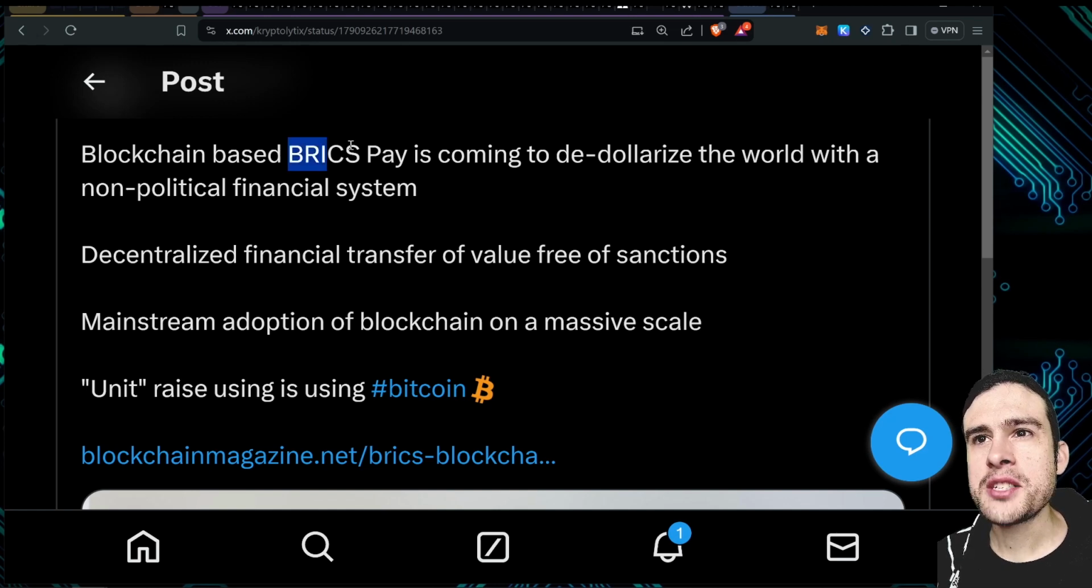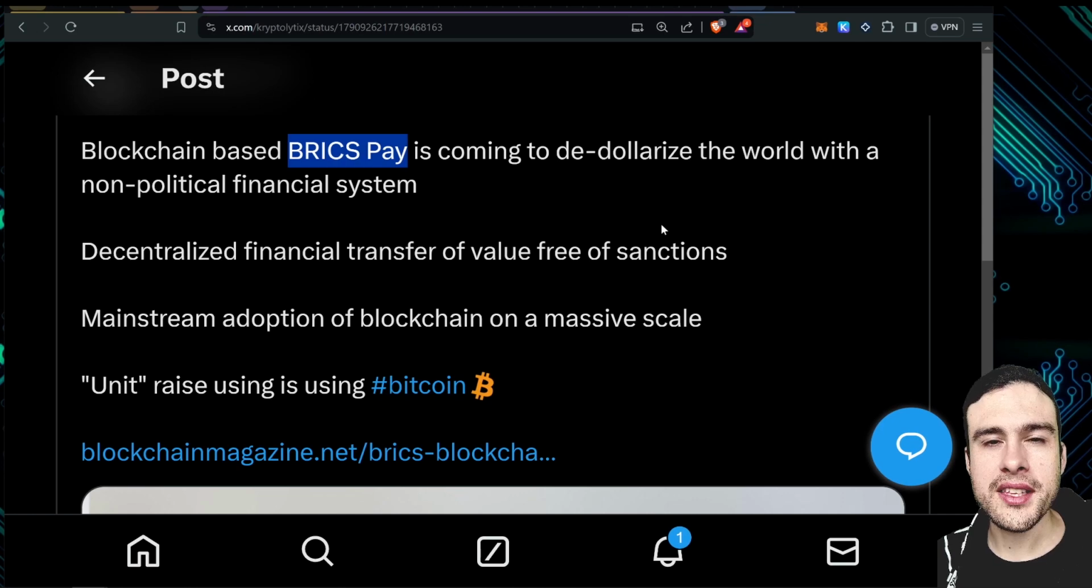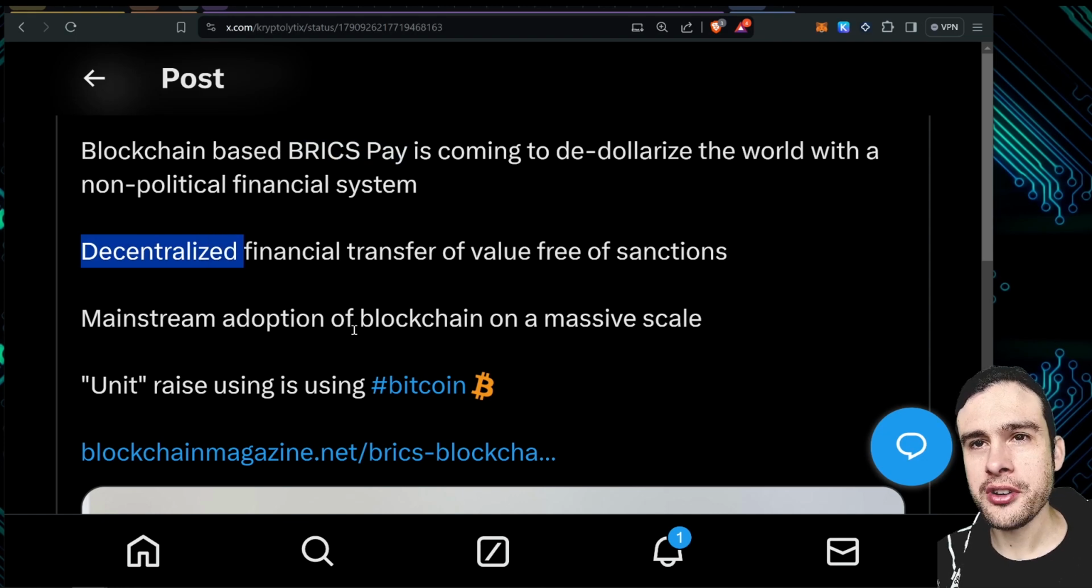So this BRICS Pay is actually a decentralized financial transfer system. That way, no one can weaponize their currency the way that the US has, because they use their currency as a weapon because they are the global reserve currency, right? And a lot of trade occurs in the US dollar, which is why they're able to print so much and really run that debt clock up in a very, very intense way. So this is kind of cool. They're actually going for a decentralized approach for their financial transfer, and this is kind of mainstream adoption on a massive scale, right?